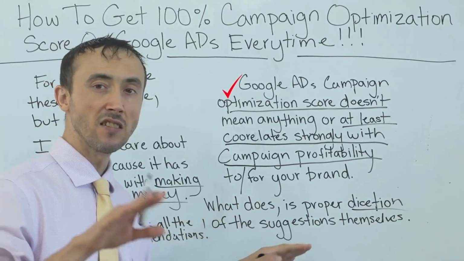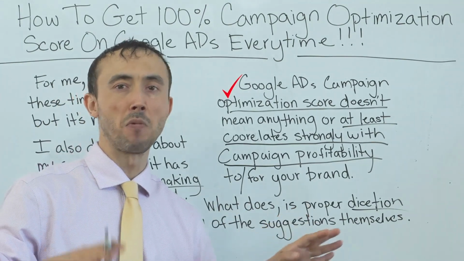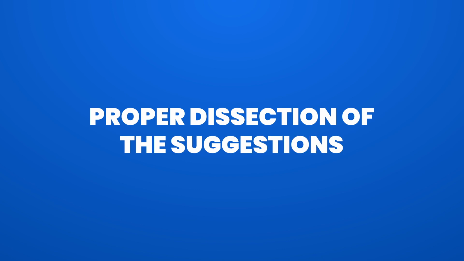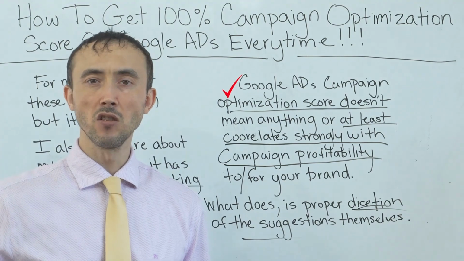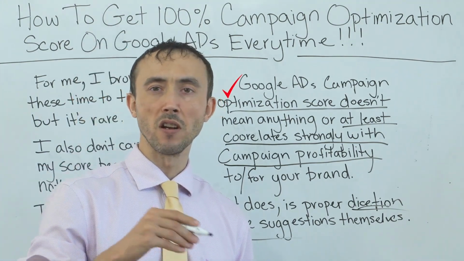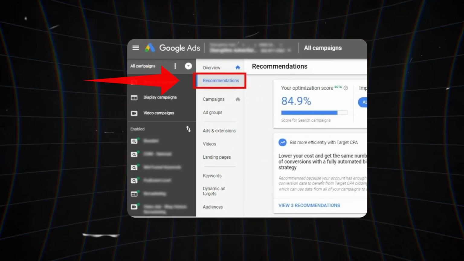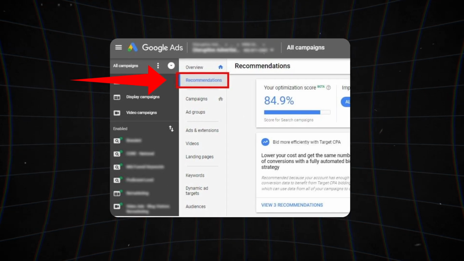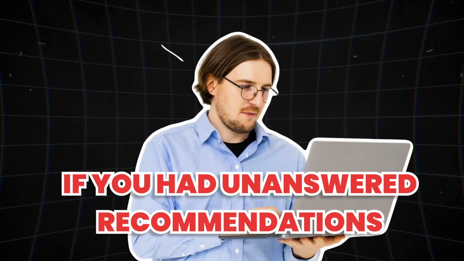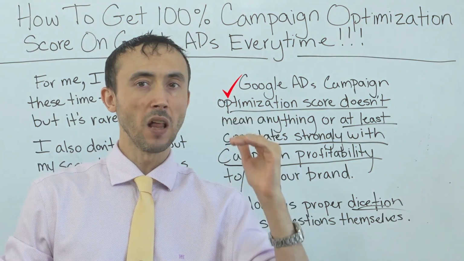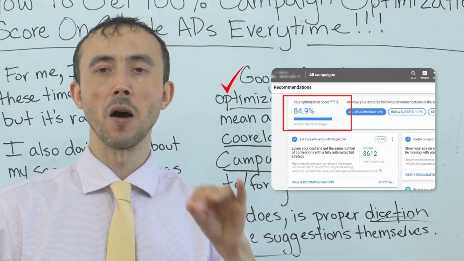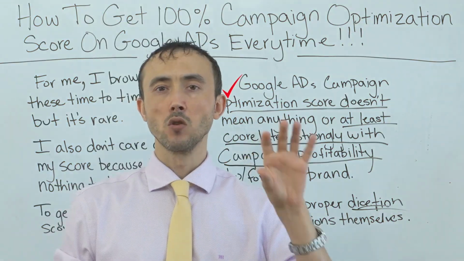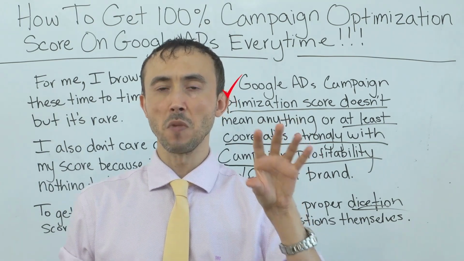What does, as it kind of ties to campaign optimization score, is proper dissection of the suggestions that Google makes to you that ties into campaign optimization score itself. Because in the recommendations section of your Google Ads account, there's recommendations there. If you have unanswered recommendations, or you don't apply the stuff that Google wants you to apply, you're going to have a lower than 100% optimization score. But Google's in business to make money from Google.